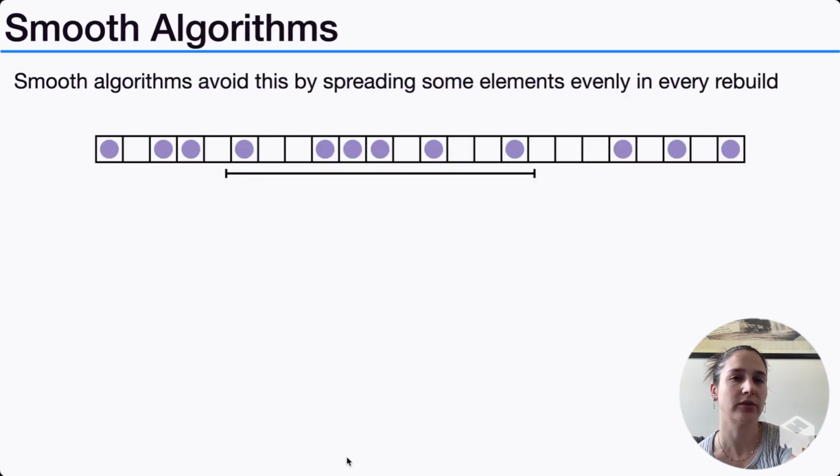So in order to avoid this, smooth algorithms always spread elements evenly, so they select some contiguous subinterval of the array whenever they do a rebuild, and just spread the elements out so that there's an equal number of free spots between any two elements.